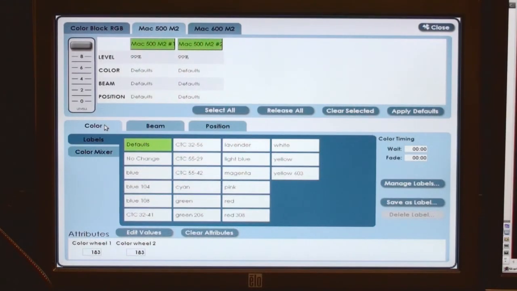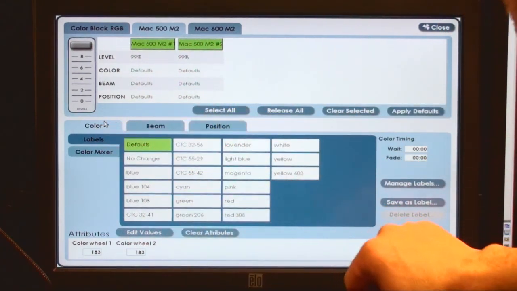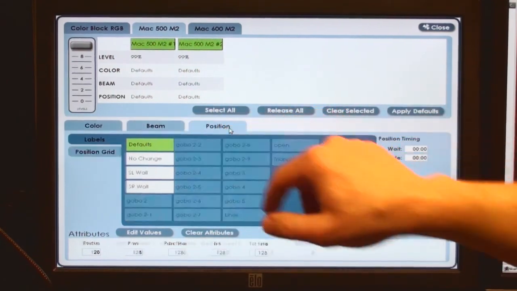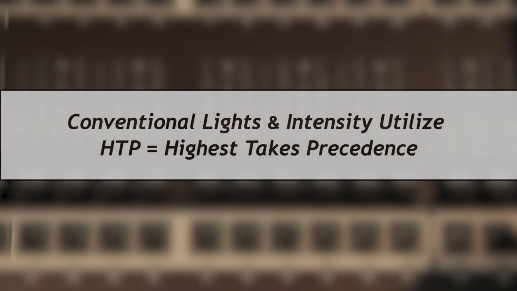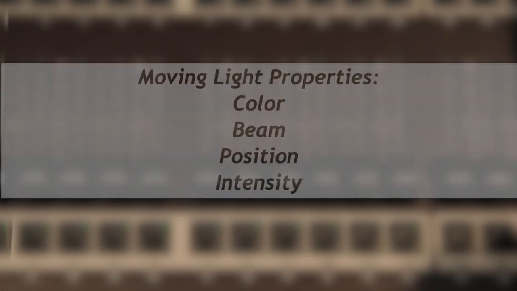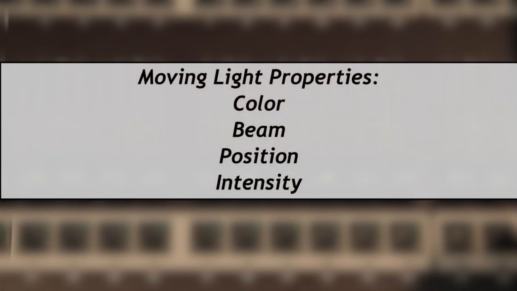If you are just getting started, one of the first concepts that is good to understand when working with moving lights is the four basic properties of moving light fixtures. Unlike a conventional fixture that only deals with intensity, automated fixtures also use color, beam, and position. First is the concept of LTP, or last takes precedence. Unlike conventional lights that work with HTP, highest takes precedence, in which the highest value on a fader takes control of that conventional fixture, when using automated fixtures, it will have a number of properties.